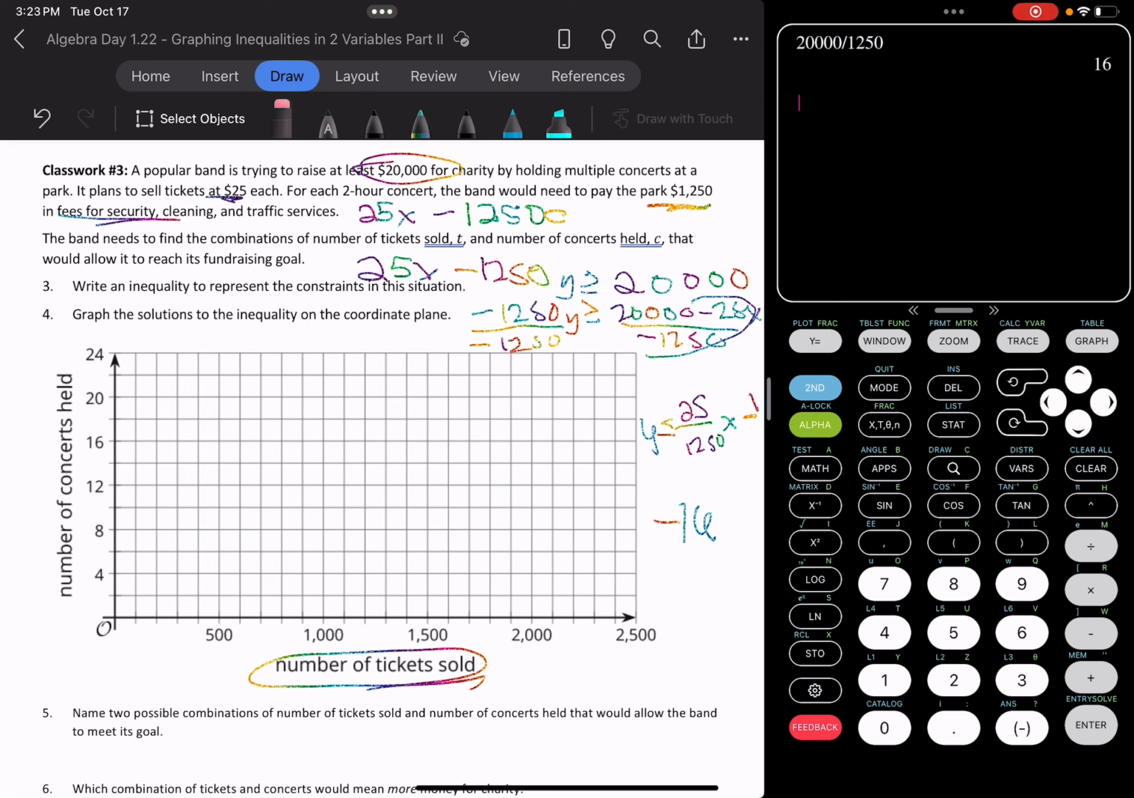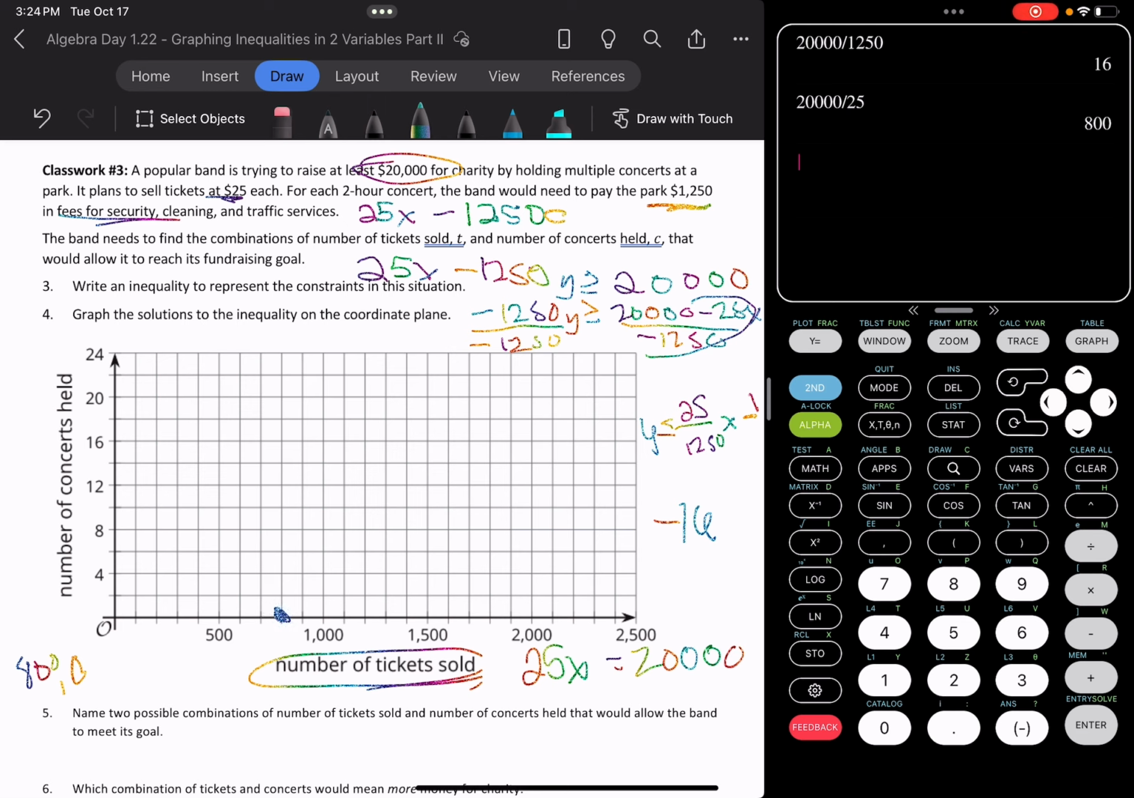Well, when y is 0, if we didn't have to pay that fee, we would have 25x equals 20,000, right? That's if we don't have to pay the fee. So 20,000 divided by 25 gives me 800. So when y is 0, x is 800. So that is our starting value here on the x-axis.